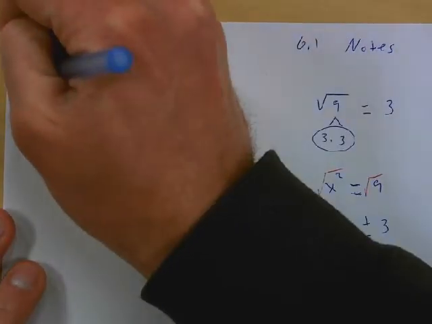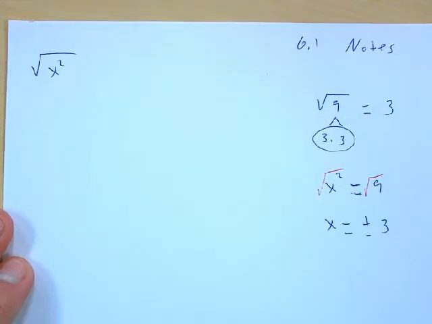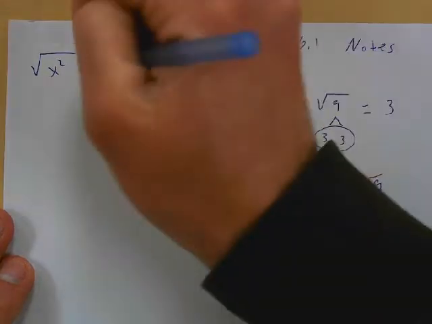So our first example, if we have the square root of x squared, what is the answer to that? Well, kind of like we saw over here, the square root of x squared would just be x, right?